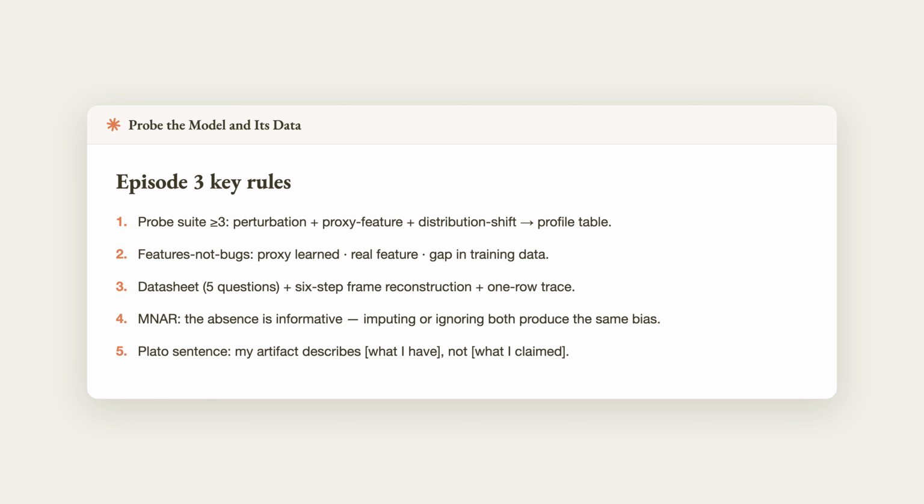Data frame audit: Gebru's 5-question datasheet plus the 6-step epistemic frame reconstruction. MNAR is the field where absence is informative. One row traced end-to-end, one hidden failure EDA would not catch. Write the sentence: my artifact describes what I have, not what I claimed. Your turn, here is the prompt.